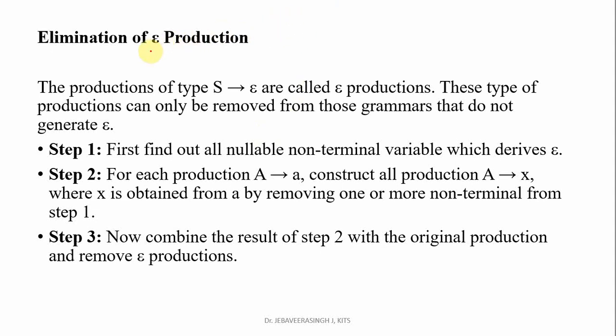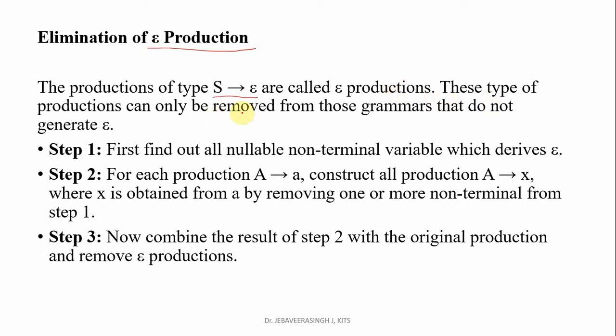Let me tell you, this is one of the complex steps that you will have in the simplification of context-free grammar, because we often get confused. What is elimination of epsilon production? It looks very innocent as usual. The productions of type S gives epsilon are called epsilon productions. Very cute and very nice definition.